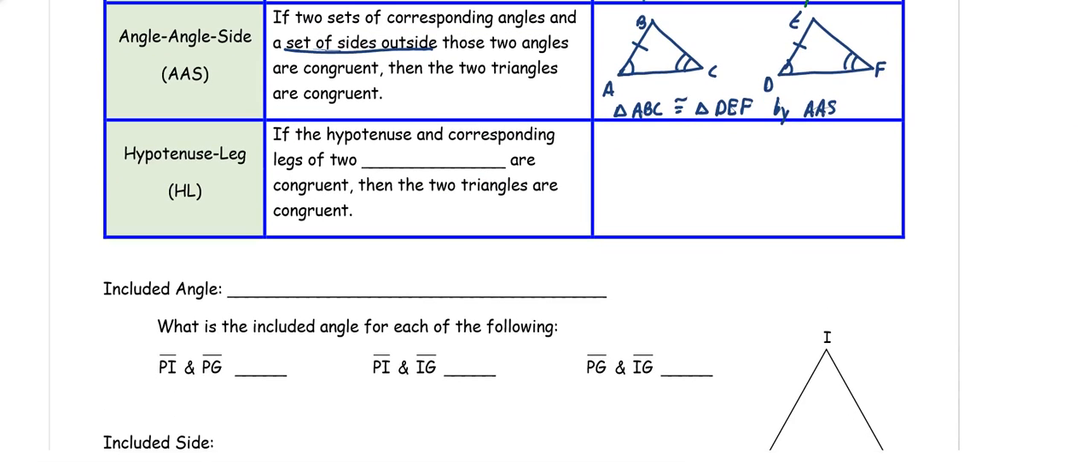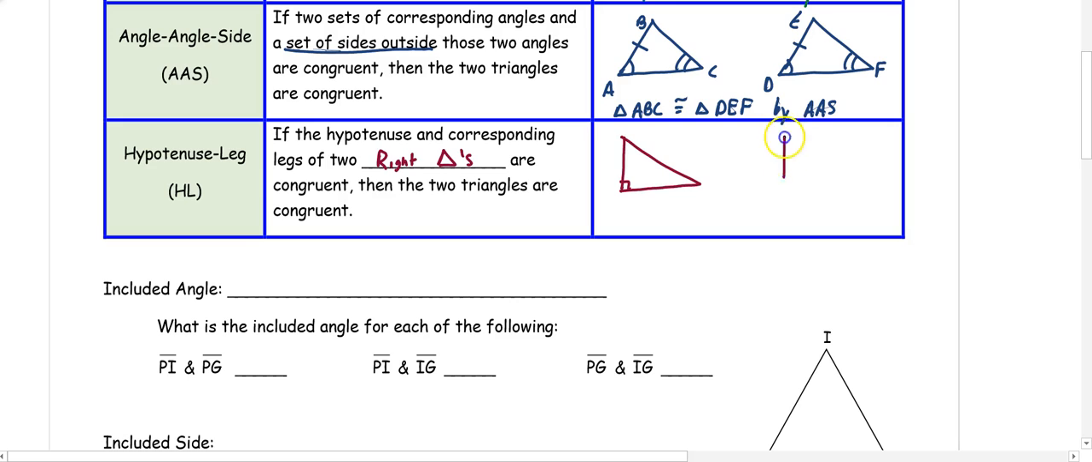The last method is hypotenuse, leg. So in hypotenuse, leg, it's important that it's only right triangles. So if the hypotenuse and corresponding legs of two right triangles are congruent, then the triangles are congruent. So these have to be right triangles.